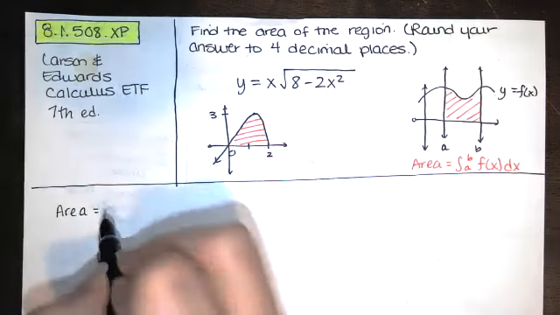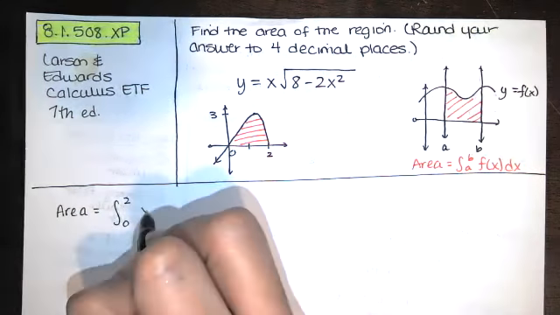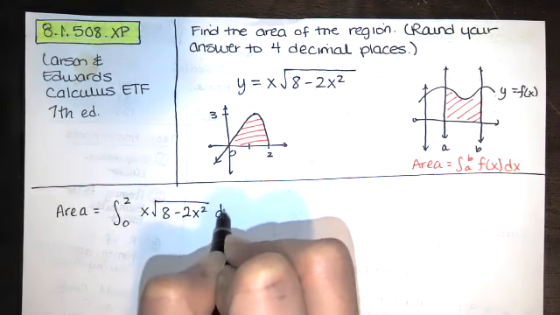We start at x equals 0, we go to x equals 2. F of x in this case is x times the square root of 8 minus 2x squared. And we're taking the integral with respect to x. And when we're done, that's going to give us an area. And then we'll want to use a calculator to approximate that area to 4 decimal places.